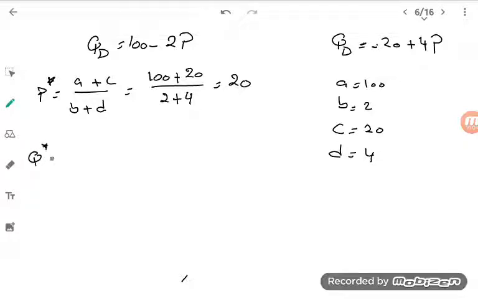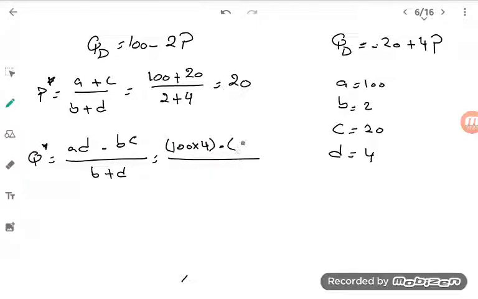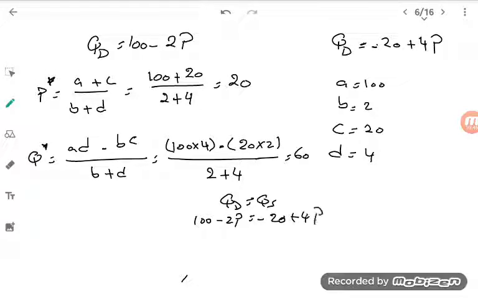And to find the equilibrium quantity, it will be AD minus BC divided by B plus D. It will be 100 multiplied by 4 minus 20 multiplied by 2, divided by 2 plus 4. It will be 60. You can find it directly like this, or by solving the two equations simultaneously, as QD equals QS: 100 minus 2P equals negative 20 plus 4P. So it is 120 equals 6P. So the equilibrium price will be 20. If you take the equilibrium price and substitute in QD or QS to find the equilibrium quantity, it will be negative 20 plus 4 multiplied by 20, which is 80 minus 20, 60.